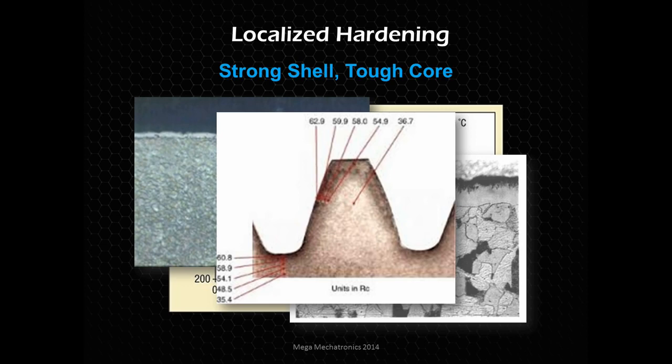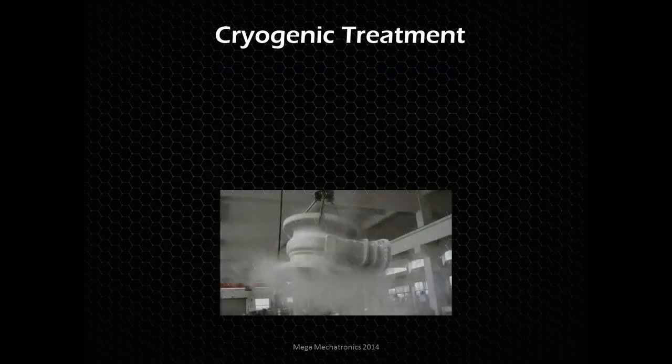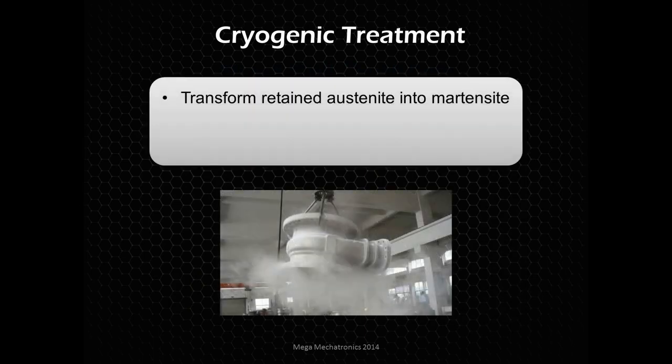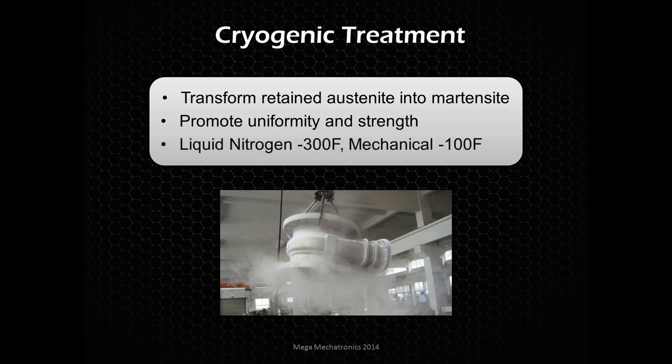Cryogenic treatment, we did touch on this. It transforms the retained austenite into martensite, and this will help promote the uniformity and strength. With liquid nitrogen, you're looking at about -300 F, and the mechanical ones, like super refrigerators, can even get down to -100 degrees.